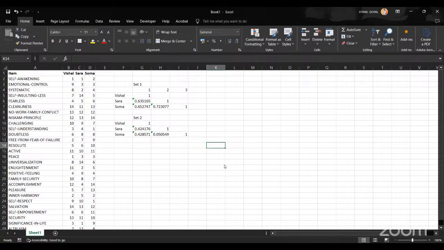Okay. So now if I want to make the cluster, then what will be the cluster? Cluster will be, for the first one, what will be the cluster? Soma and Shara first. Next will be Vishal. Now it is clear how the cluster forms.